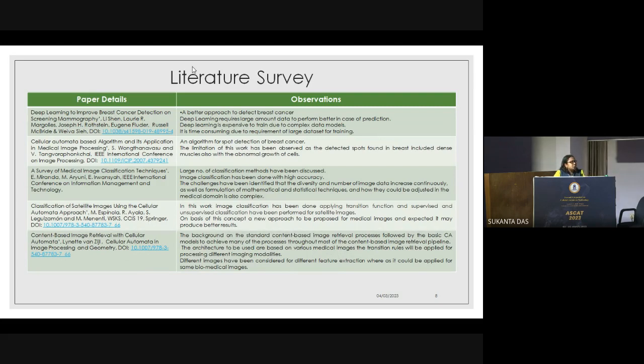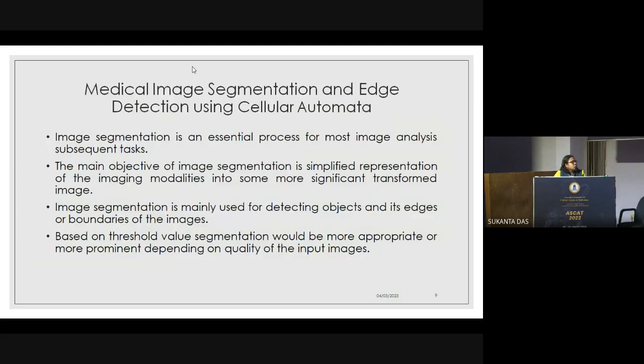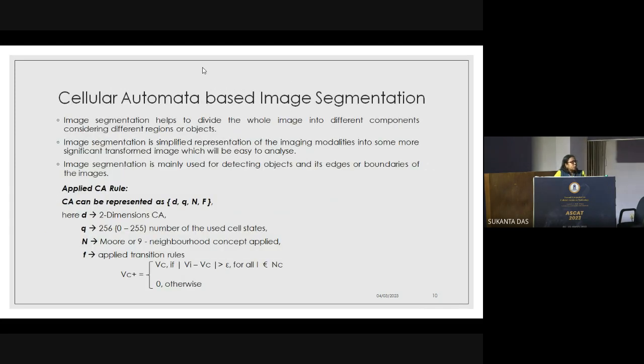Here are some of the literature reviews I have done and some of the observations I found there. Here I have mostly applied image segmentation for cancer detection. For segmentation, we know that edge detection can be a part of segmentation, along with region growing and region merging and splitting. These are the techniques of segmentation. For image segmentation, one task I have chosen is edge detection. Using the neighborhood concept of cellular automata, I performed edge detection and gradually moved to image segmentation as well.